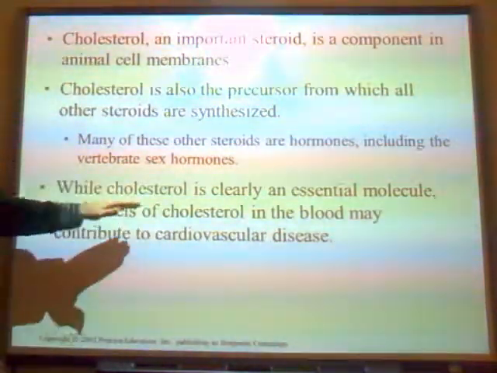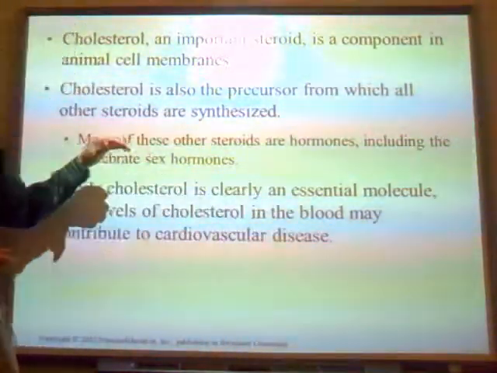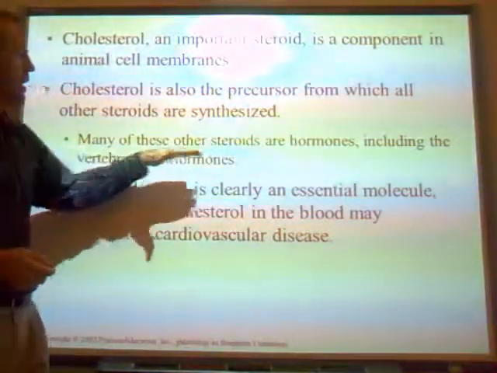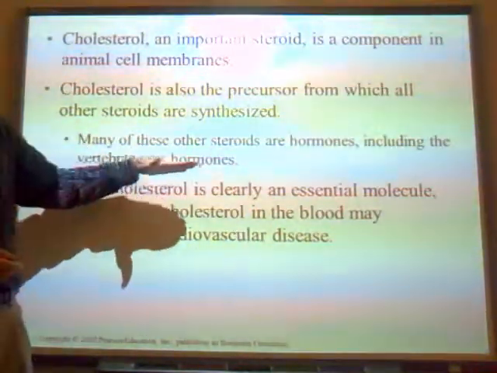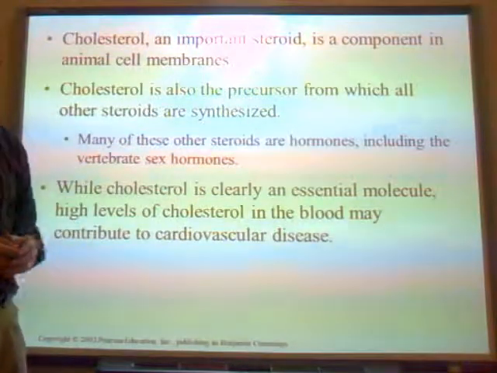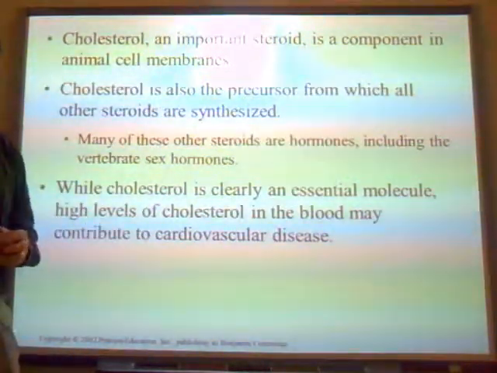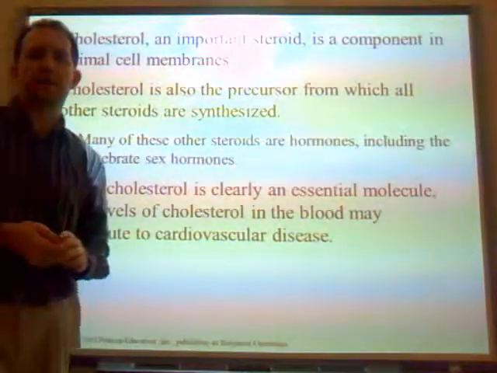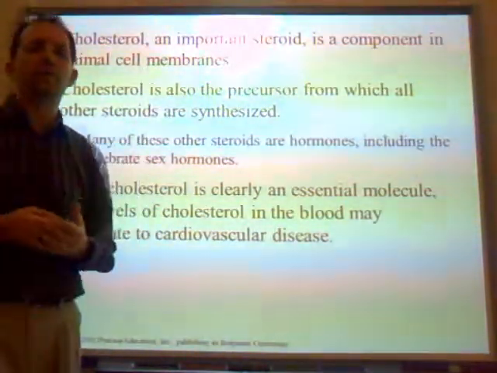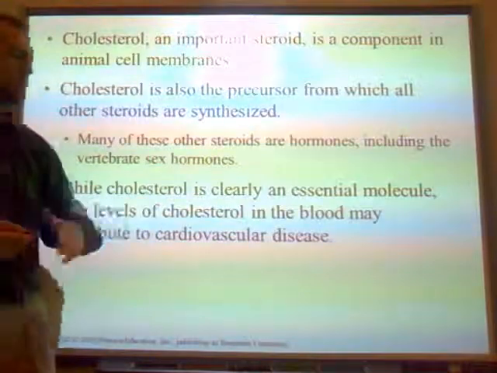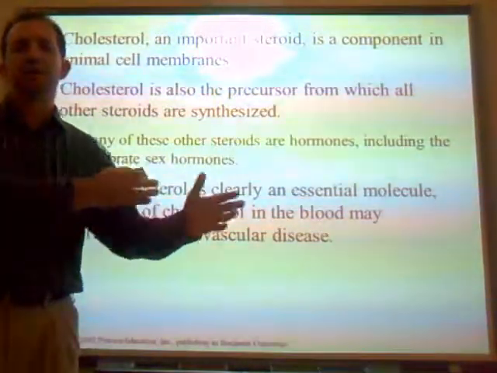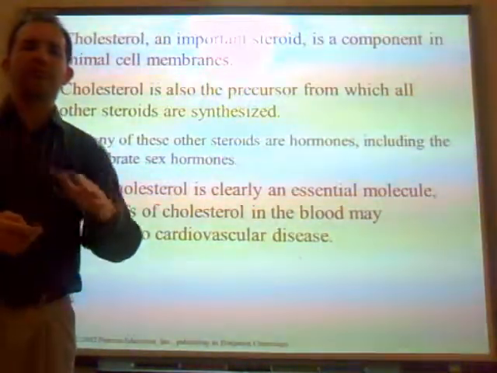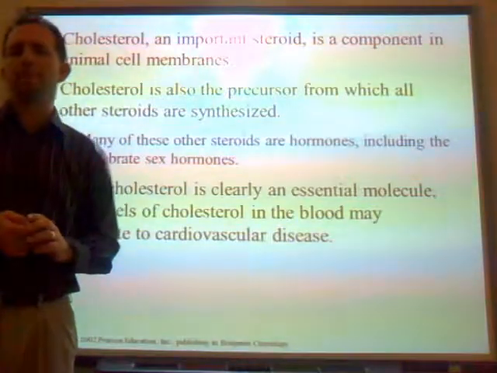But we don't want to have too much of it. It is important. It helps to produce or to manufacture the sex hormones in males and in females, but we want to make sure that we limit cholesterol in our diet, because as our cholesterol level goes up, it can contribute to cardiovascular disease in much the same way as the fats that we talked about earlier.